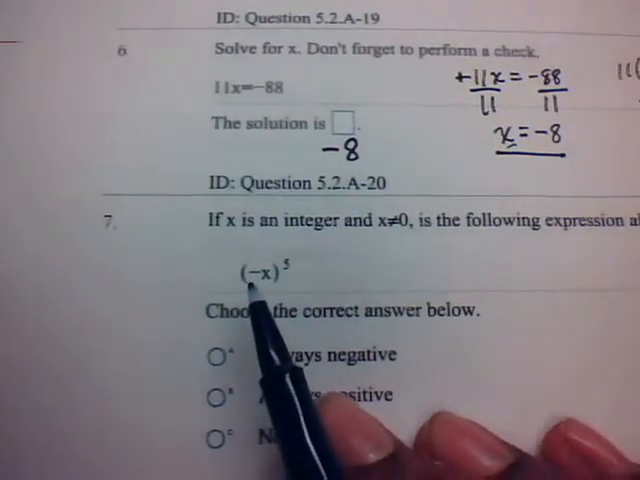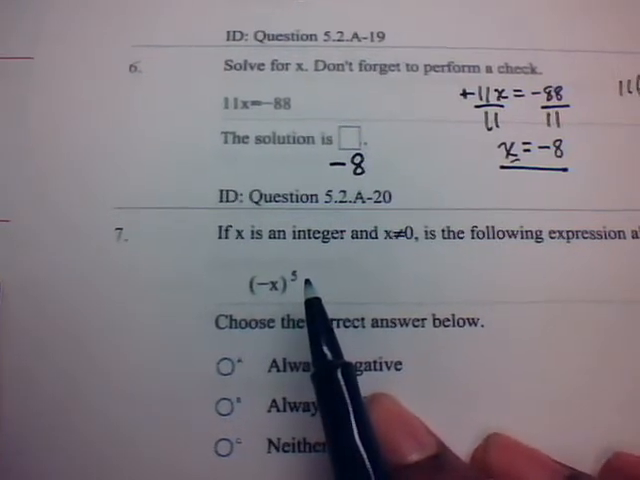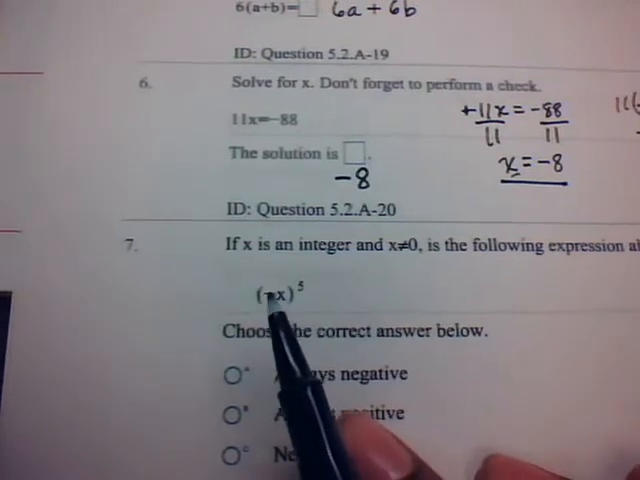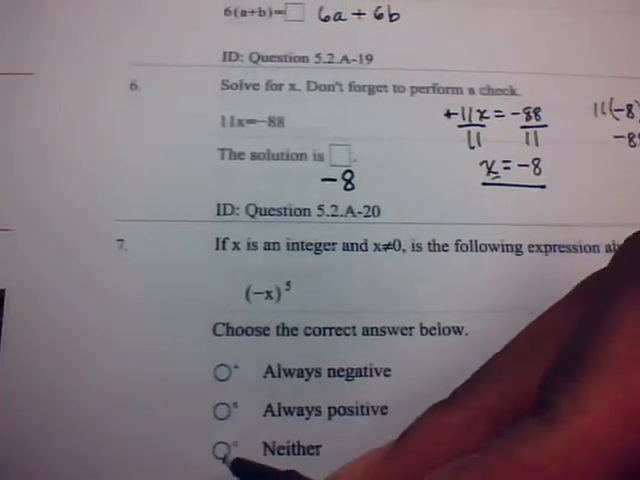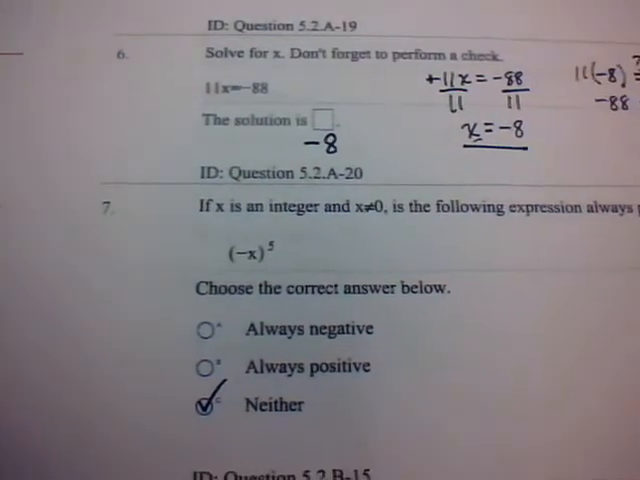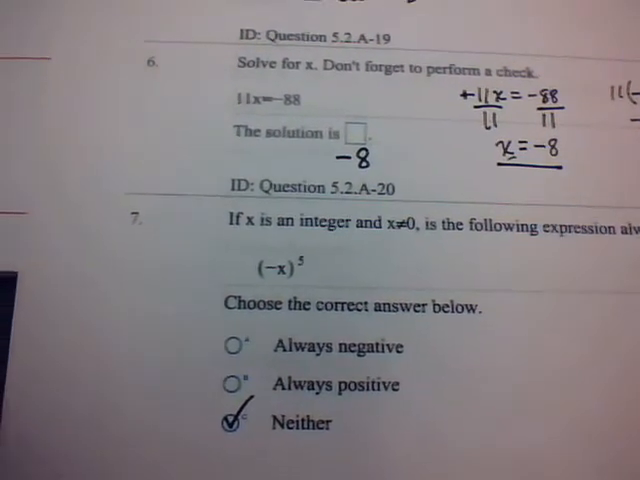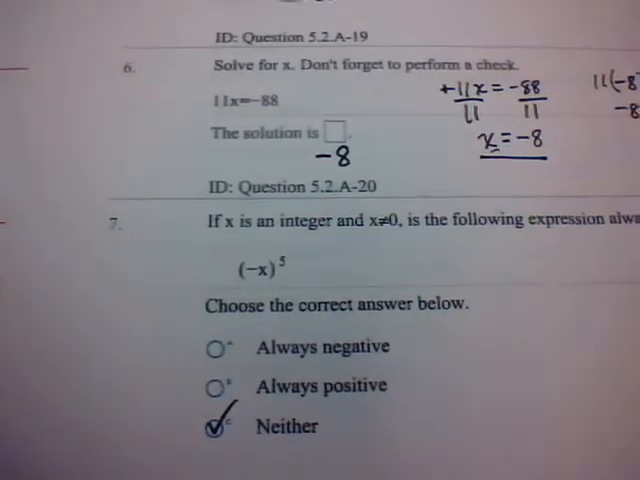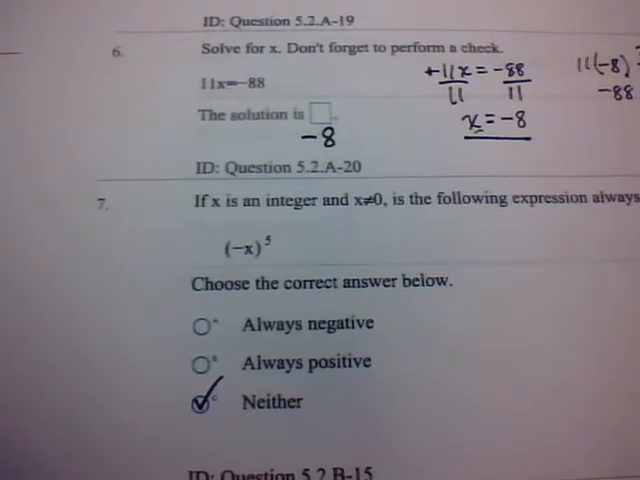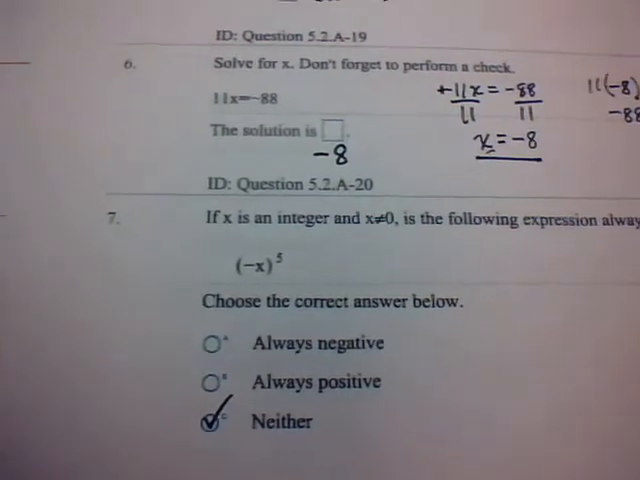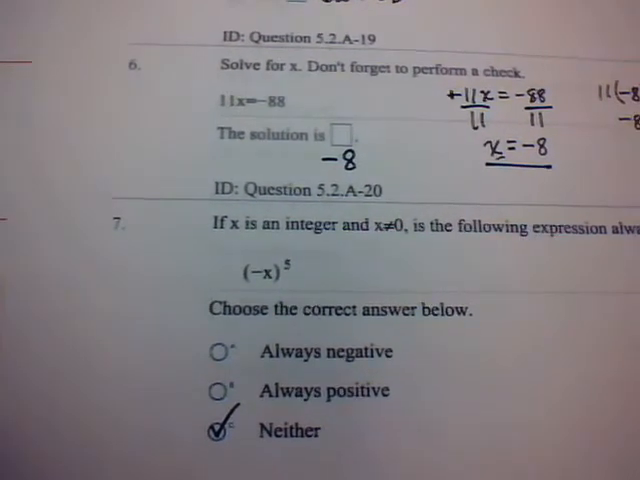Now if x is negative, then that means we're going to have a positive x and it's raised to the 5th power. Or if x is positive, then that means it's going to be just a negative x to the 5th power. So in this case here, it will be neither positive nor negative, because we're raising that particular expression to an odd power. So that answer could be either positive or negative because x is an integer where x can't be equal to 0. So x could be either positive or negative when you substitute it into that particular expression.